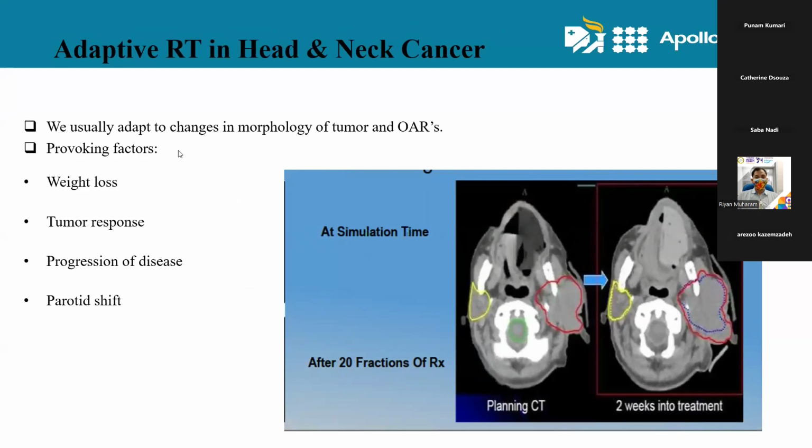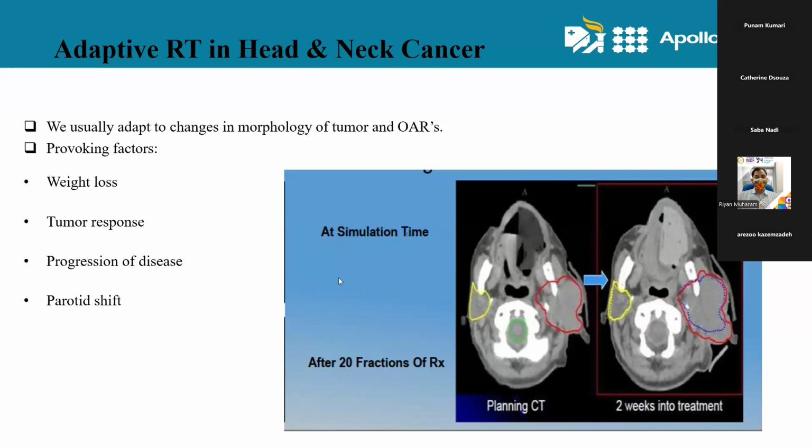Many centers perform repeated CTs around 3 to 4 weeks into the treatment, to adapt to changes in the morphology of the tumors and the OARs. The factors which provoke ART in head and neck cancer are patient weight loss, tumor response, progression of the disease, and parotid shifts.